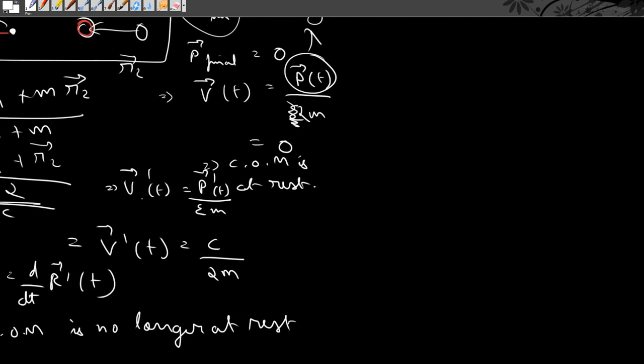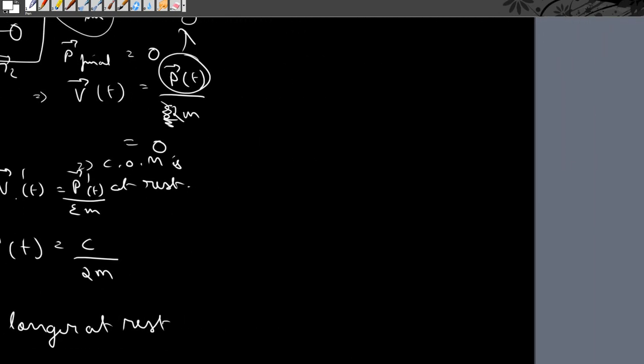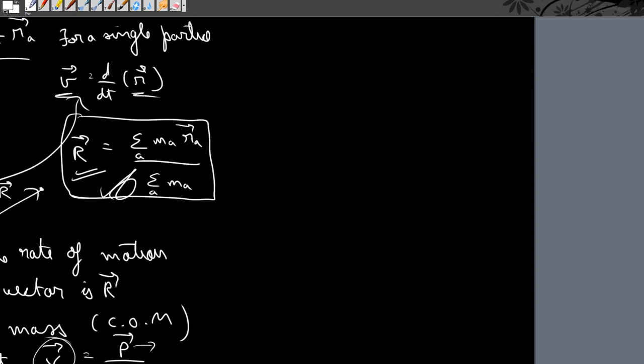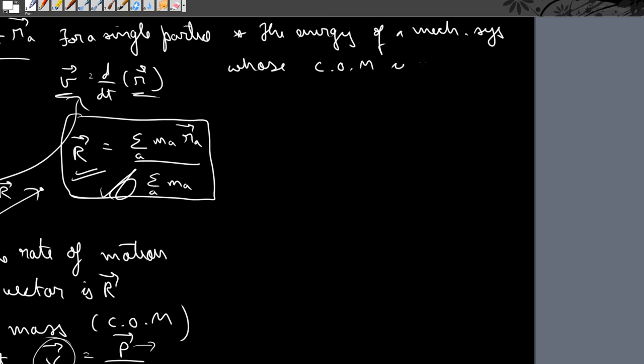So using whatever we have done so far, we can define another useful quantity. So what is that? Let me write it down. If you consider the energy of the entire system, the energy of a mechanical system whose center of mass is at rest is defined as its internal energy.